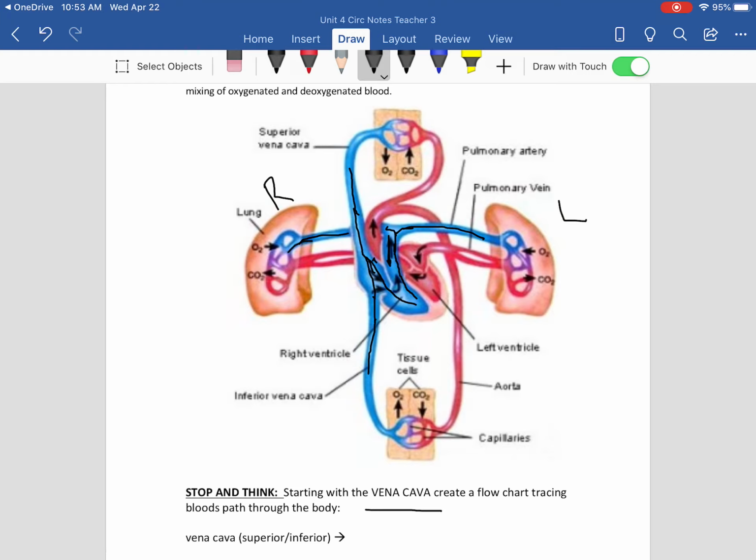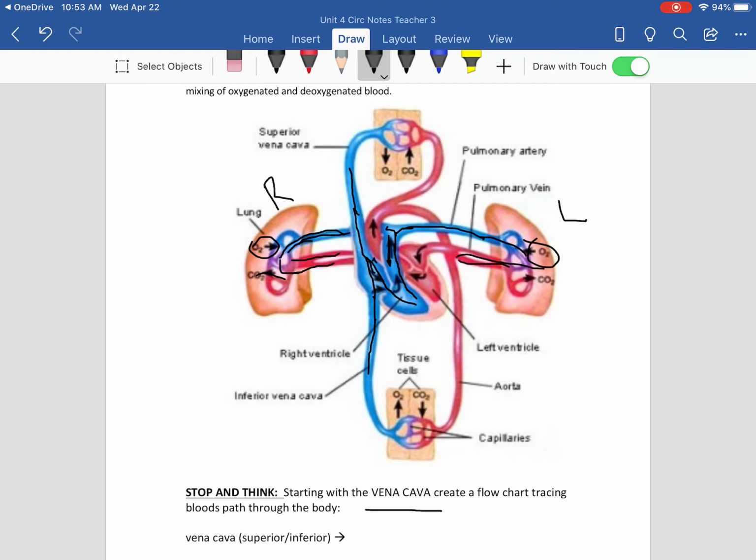At the lungs, we know, based on our learning of the respiratory system, that's where gas exchange takes place. So the blood is going to pick up oxygen from the alveoli, and the blood is going to drop off carbon dioxide. Okay, this is within the capillaries of the lungs surrounding the alveoli. Once it has been oxygenated, it is going to return back to the heart through the pulmonary veins.